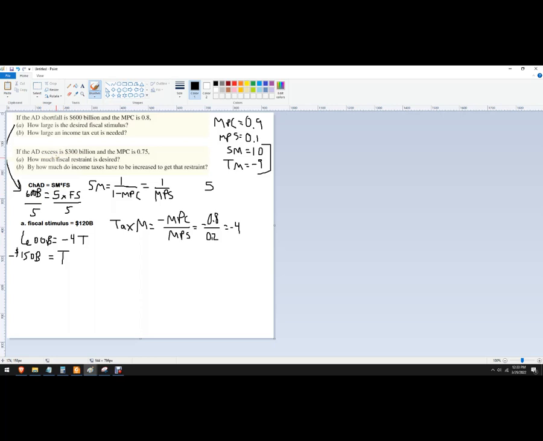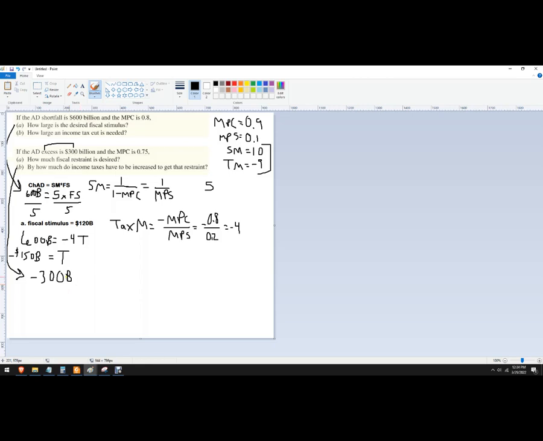If aggregate demand excess is 300 billion, this means it might be called an inflationary gap, or it might mean runaway economy. Basically, we need some contractionary fiscal policy to reduce the size of our economy because our economy has overheated. So we'll come on down here, and how much fiscal restraint is desired? Basically, we're just saying how much do we need to decrease government spending or transfer payments by to decrease our economy by $300 billion.